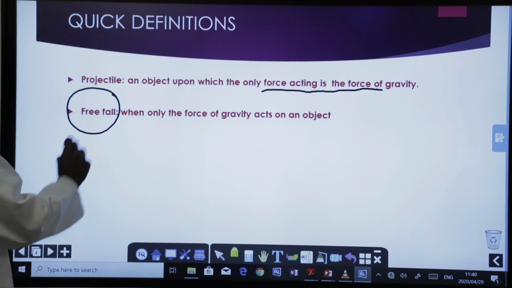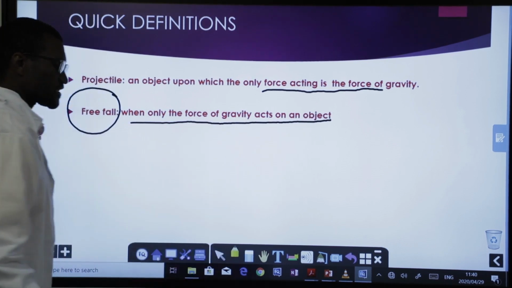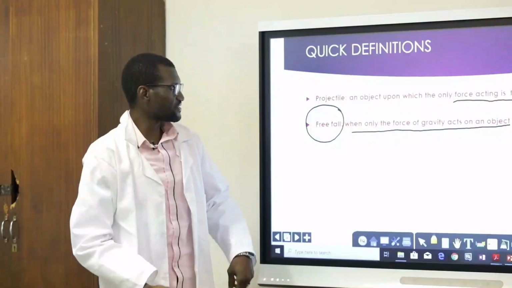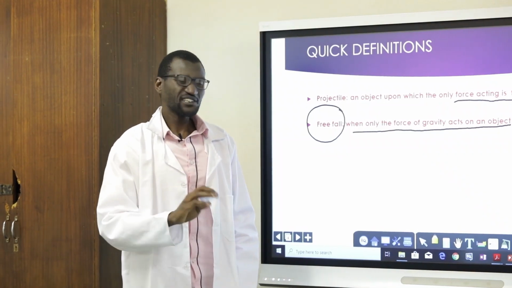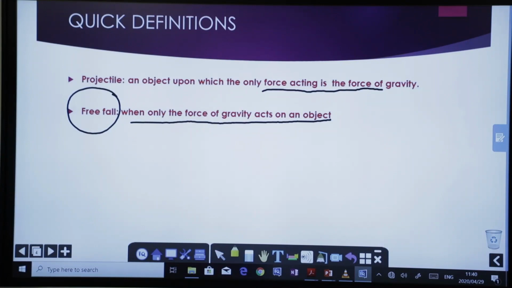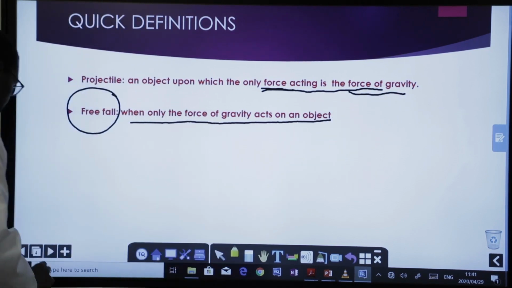A free fall is defined as when only the force of gravity acts on an object. In this situation, where there is air resistance, it might not really be a free fall, neither does it describe a projectile. But as we get into our lesson today, let's remember that when we refer to projectile motion, the only force acting on an object is the force of gravity.